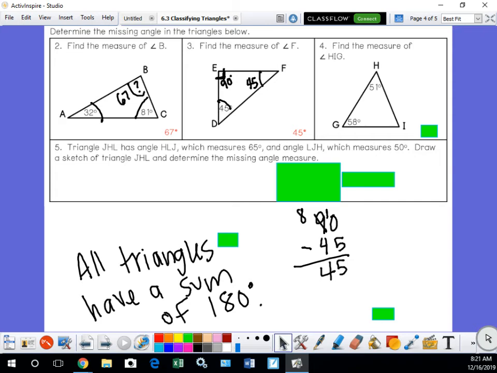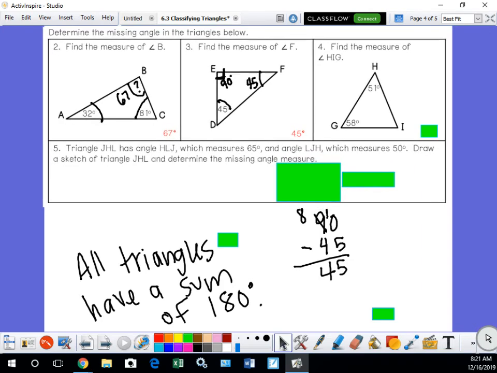Okay, on number 4, we need to find the measure of HIG. So HIG is right here. So we've got 51 and 58 for our first two, giving us 109. And total for all three, it needs to be 180. So we're going to do 180 minus 109. And that is going to give us 71.